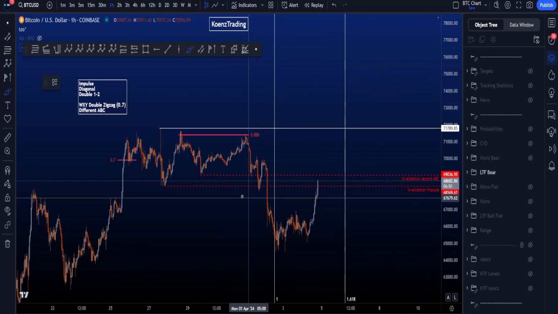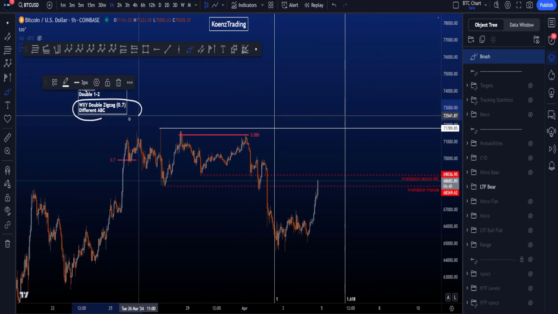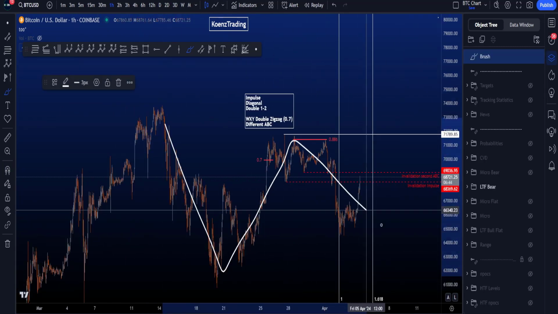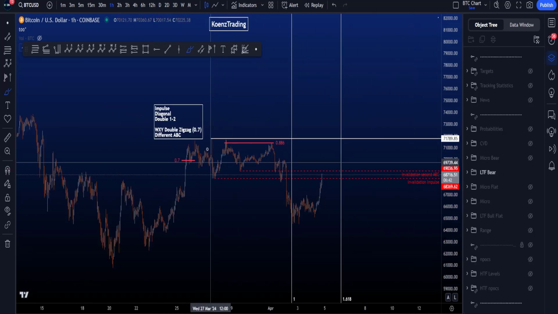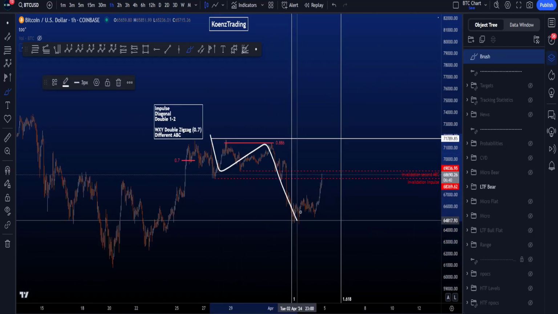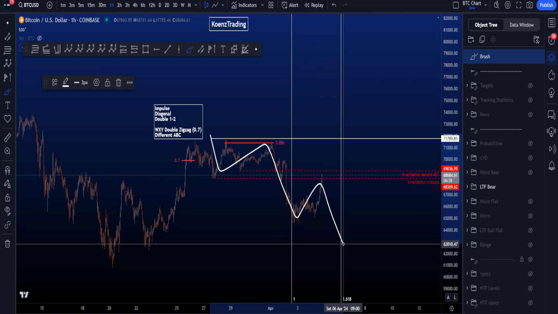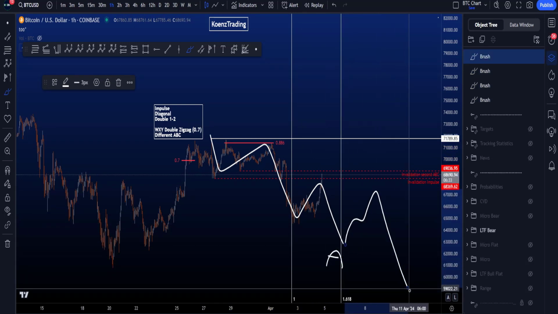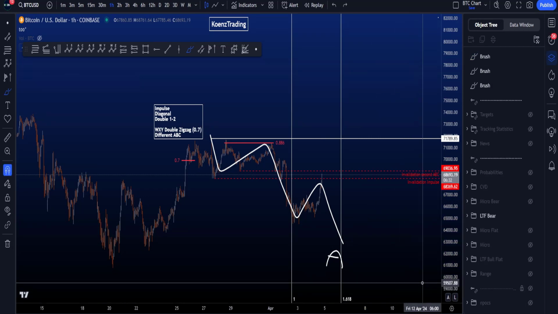The first one would be an impulse to the downside, and then potentially a double zigzag WXY, wave W, wave X, and then a wave Y to the downside, where we're looking for a wave 1, 2, 3, 4, and then a wave 5 to the downside in a wave A, then a 3-wave B, and a 5-wave C to finish wave Y over here.